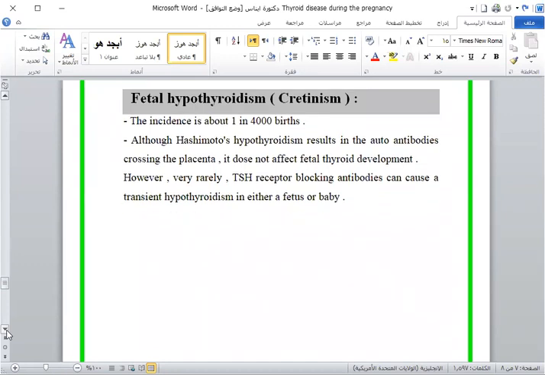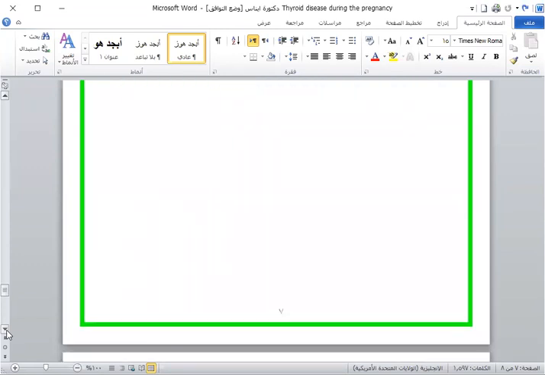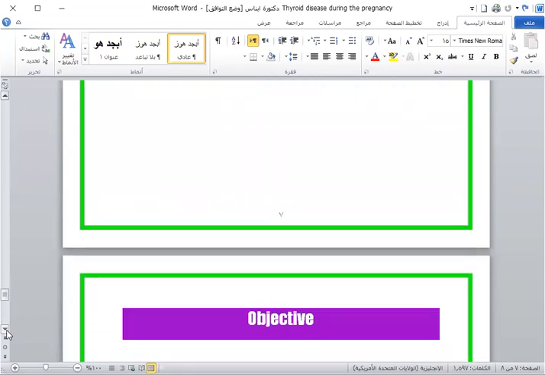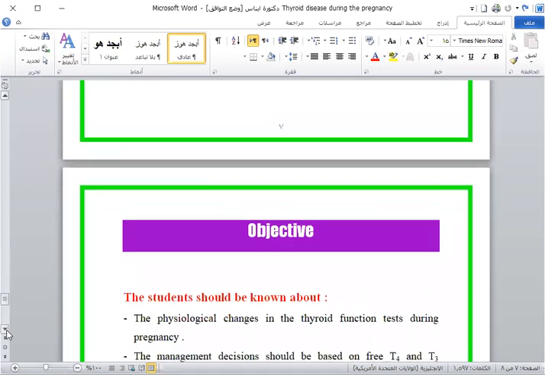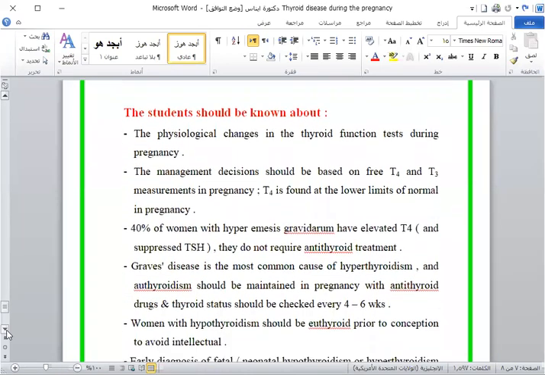This transient one should be checked: check the blood in the neonatal level from the first day to estimate the thyroid function test of the neonate, if they need thyroxine or need anti-thyroid. What about this lecture? Any questions?